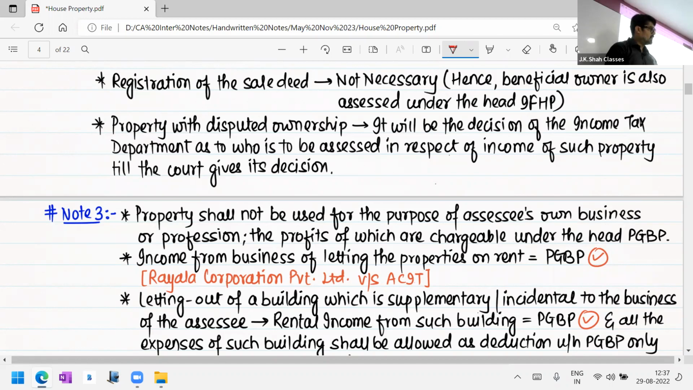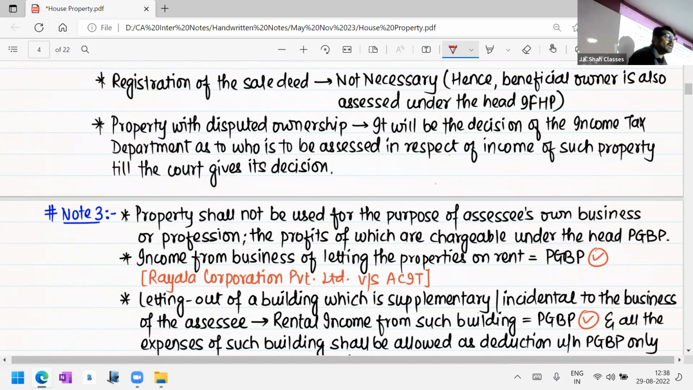Why? Because from that property which is used in business or profession, you are deriving business or profession income, no? On that you are paying tax under that head. So we are not that bad that the rental value of that property also we tax under the head house property. You leave this property out of this head. Understanding? So the property which is being used by you for your own business or profession, exploitation is happening in business or profession. That is the reason why its rental exploitation cannot happen.